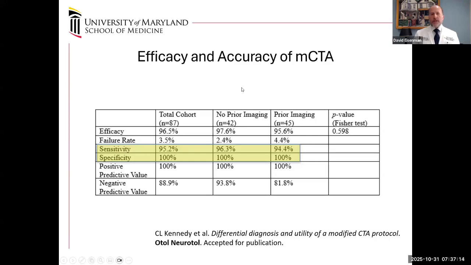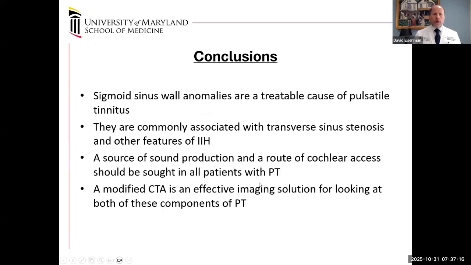patients with pulsatile tinnitus. So in conclusion, sigmoid sinus wall anomalies are a common and treatable cause of pulsatile tinnitus. They are very commonly associated with transverse sinus stenosis, and that's important because that is probably what's making the sound that you are hearing through the anomaly, and they're also associated with other features of IIH.